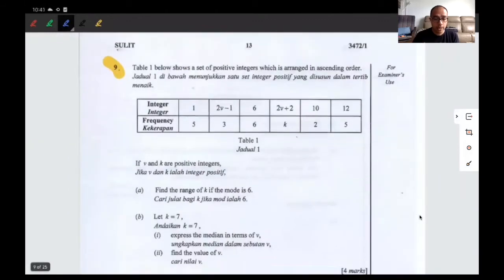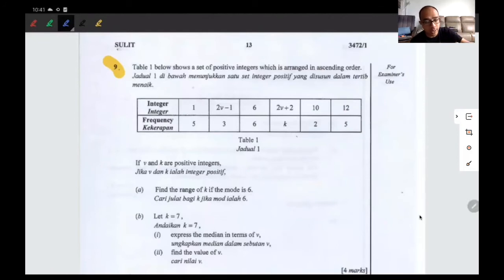Okay, number 9. Table 1 below shows a set of positive integers which is arranged in ascending order. So nombor-nombor ini adalah arranged in ascending order, which means that kalau integer 1 is frequency 5, means kalau saya susun semua kan, the number 1 appears 5 times. 1, 2, 3, 4, 5. Then after that, 2v minus 1 3 kali. 2v minus 1, 2v minus 1, 2v minus 1 3 kali. And then 6 appears 6 times. So 1, 2, 3, 4, 5, 6. Dan seterusnya lah. So this is what this question means. So apa itu nilai V? Jangan dulu kencang. We will find out sooner or later.